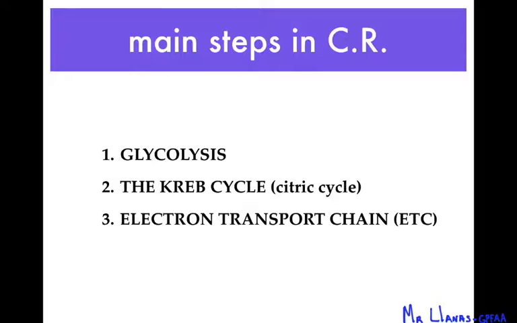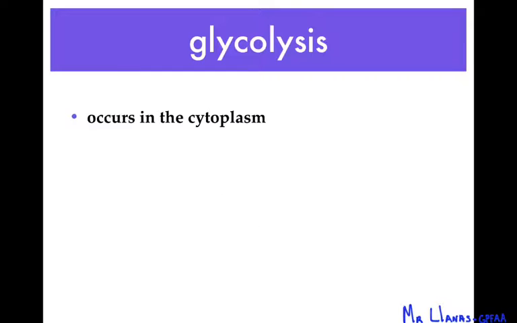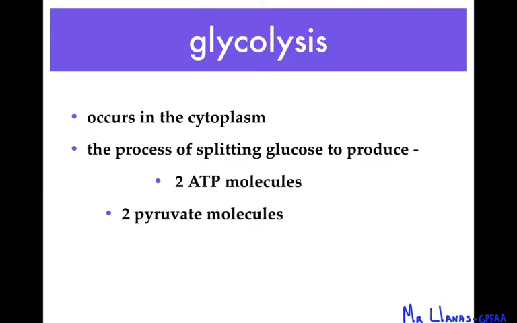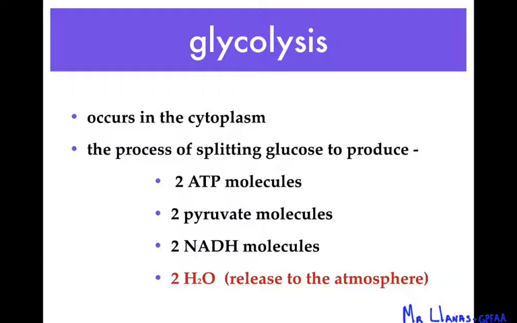Now, cellular respiration is divided into three steps: glycolysis, which happens in the cytoplasm; the Krebs cycle, which happens in the mitochondria; and the electron transport chain, which happens in the membranes of the mitochondria. Okay, so glycolysis happens in the cytoplasm, and this is where the glucose is actually split. That's what glycolysis is. Glycolysis is the splitting of glucose into 2 pyruvates, or into pyruvate.